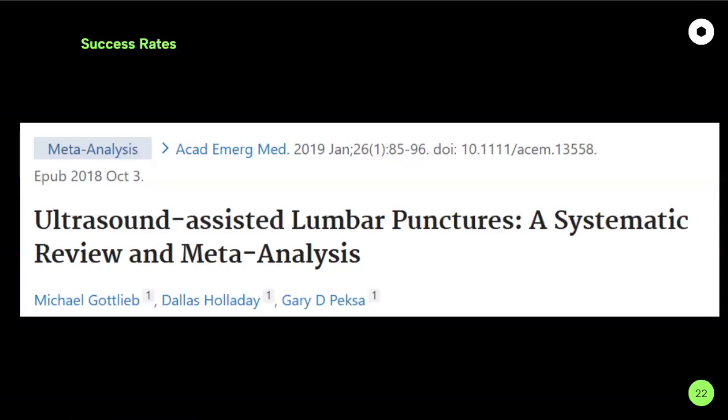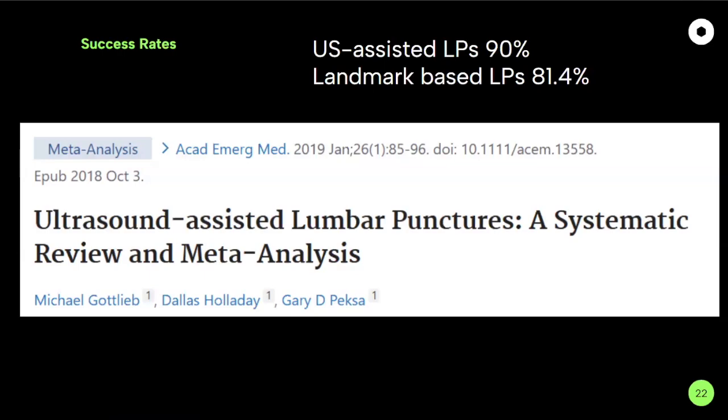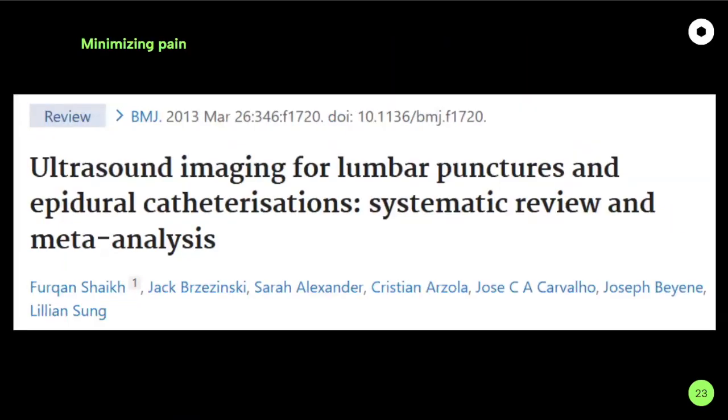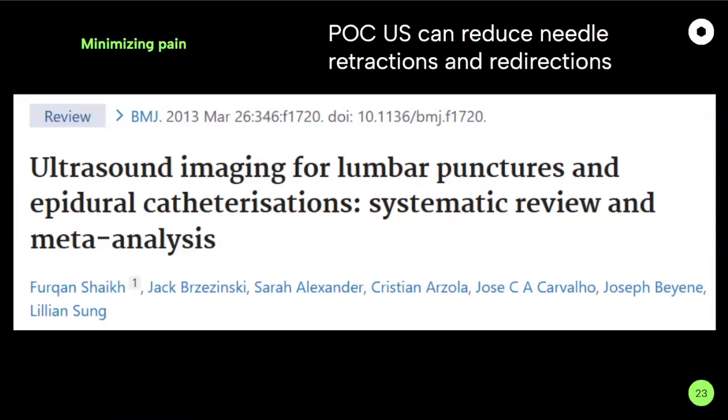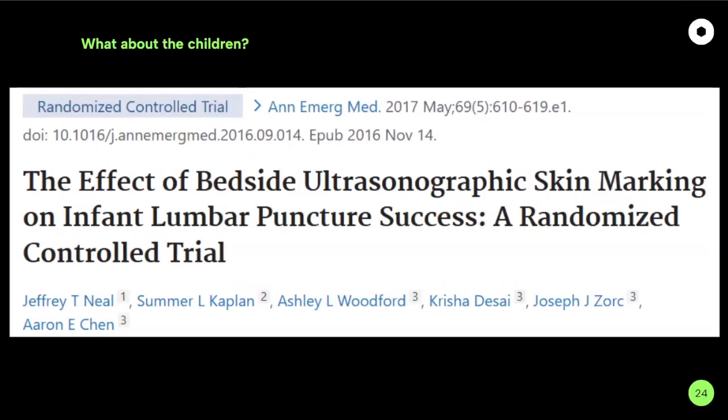This landmark study published in 2018 was a systematic review and meta-analysis looking at ultrasound-assisted LPs compared to our traditional landmark approach. What they found was that when people used ultrasound, they had a success rate of 90% compared to 80-ish% using landmarks. They also showed that patients had fewer traumatic LPs when they used ultrasound to help guide it. Another study came out a little bit earlier, a systematic review showing that when we used ultrasound, you can decrease the amount of needle retractions and redirections. How many of you have done a lumbar puncture where you just pull back, redirect, pull back, redirect? It's very painful for the patient.